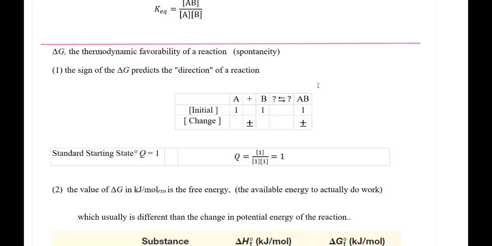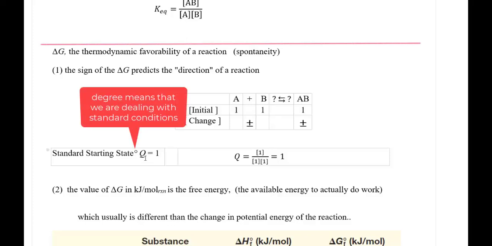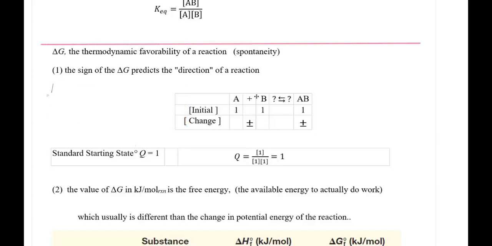Well, the reaction has to indicate what we're starting with. This 0 indicates that the quotient is 1. If we're going to start this race, this tug of war between reactants and products, and that's what it is, everybody starts off at 1. 1 atmosphere or 1 molar. In other words, this is something you've got to remember.